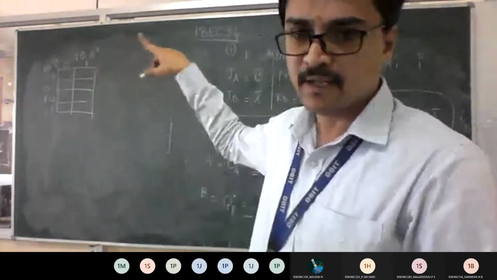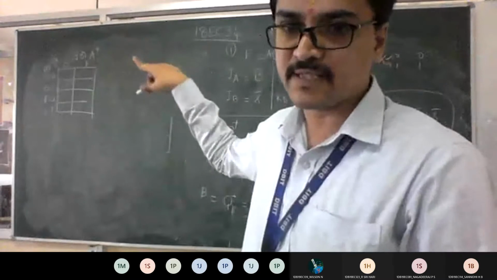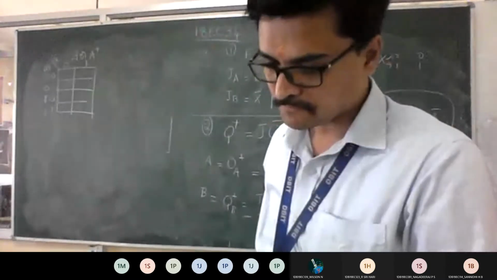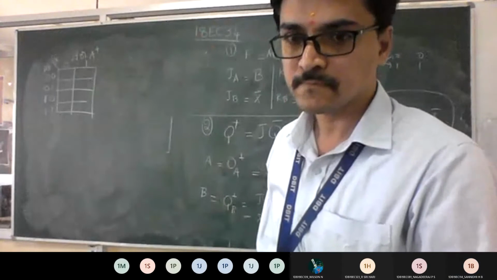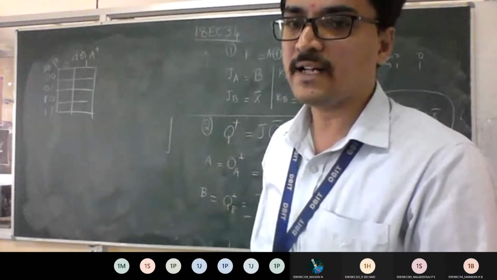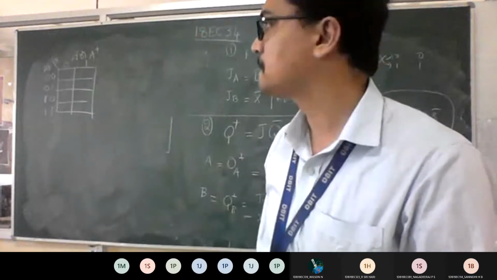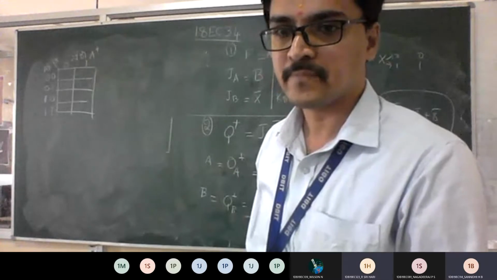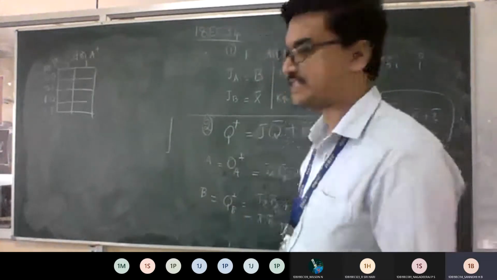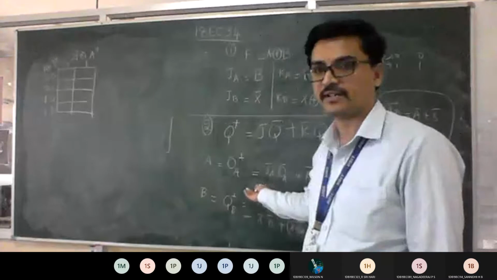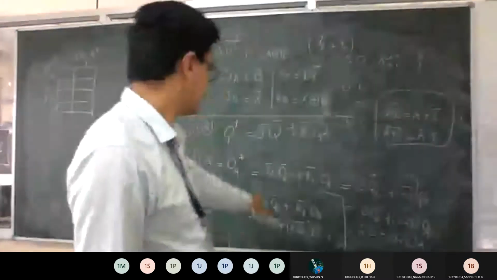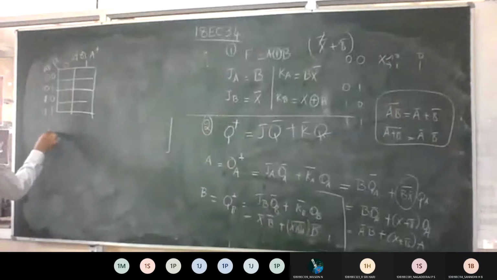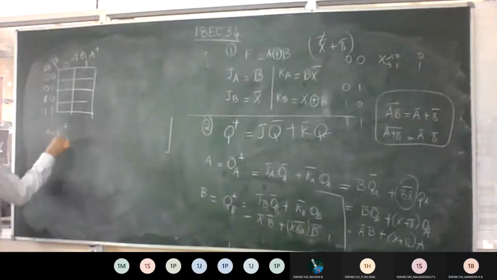Keep in mind that is not a K-map. It is just a normal table to fill the next state. How to fill that? Anyone knows? Excitation table. Not excitation table. You have the equation with you, right? See, I have found the expression for my A. Let me write here. So A plus is nothing but QA plus.